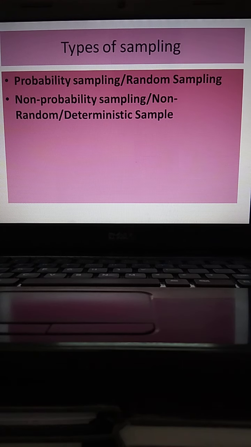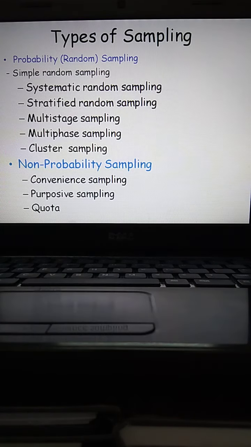Hello students, in the last class we discussed what we mean by sampling, census, sampling unit, sampling frame, all these things. And also we discussed types of sampling like probability sampling and non-probability sampling. Now we are going to discuss what those methods are, probability sampling methods as well as non-probability sampling methods.